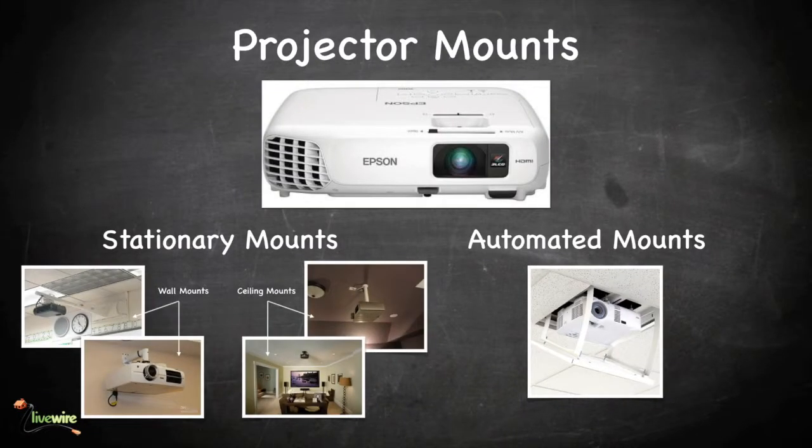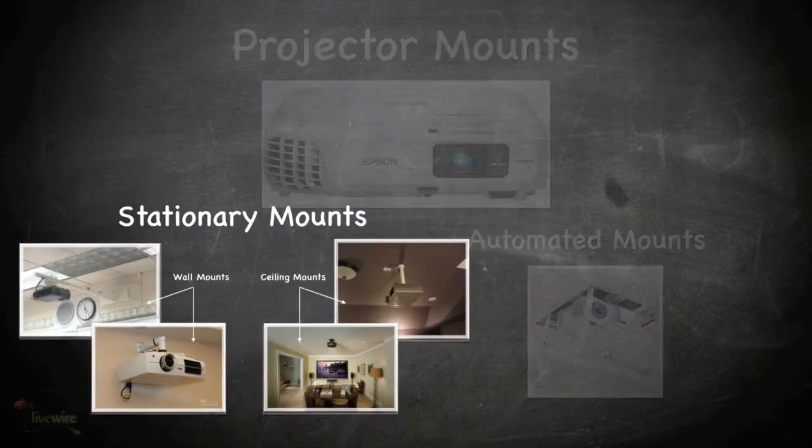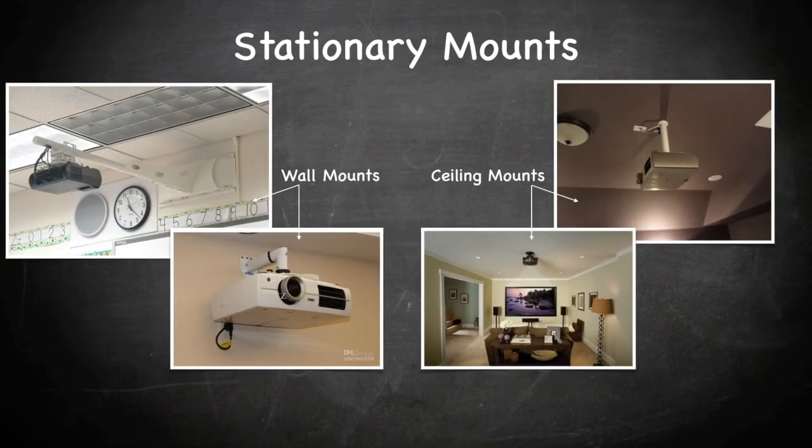Projector mounts. In many home theaters, a projector is used instead of a television. Projectors are typically mounted to a wall or a ceiling. The placement depends on the room, screen location, and client preference. Projector mounts may be stationary or automated. Stationary mounts stay in one position. While there is tilt and swivel capability available during installation, once installed, a stationary mount will stay as is.